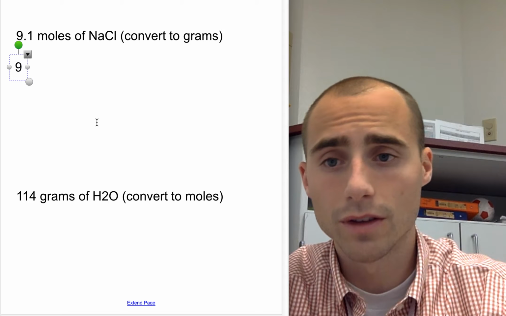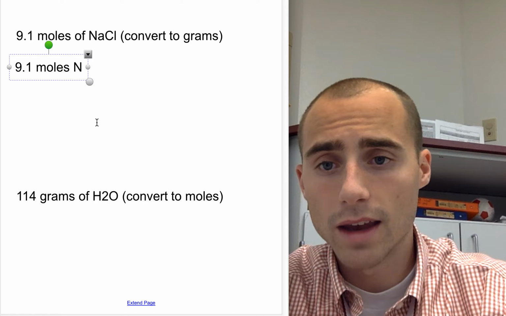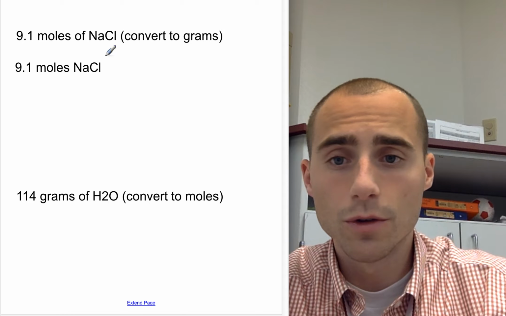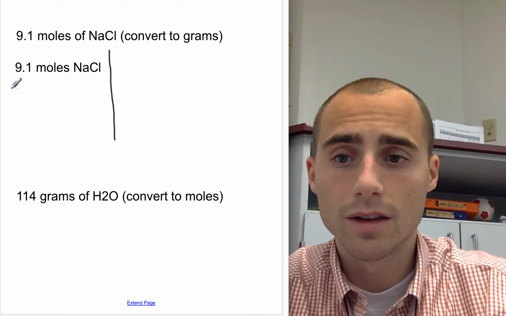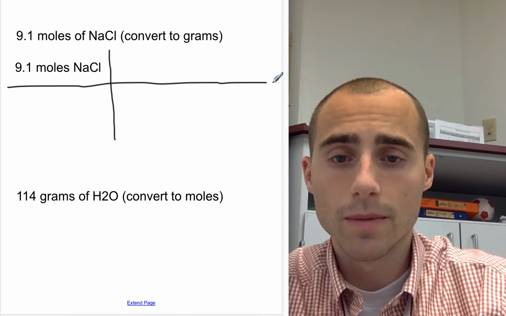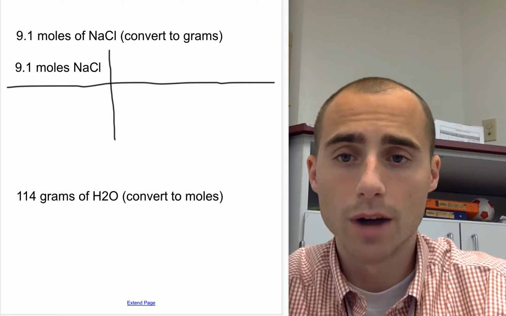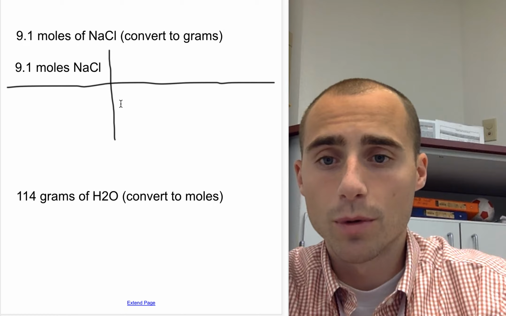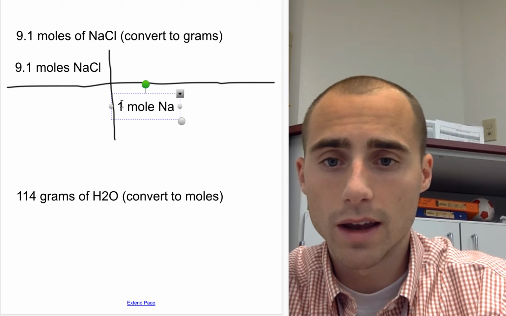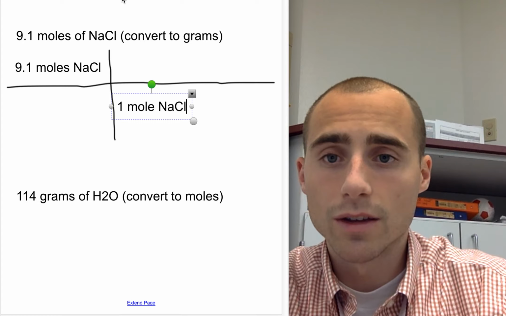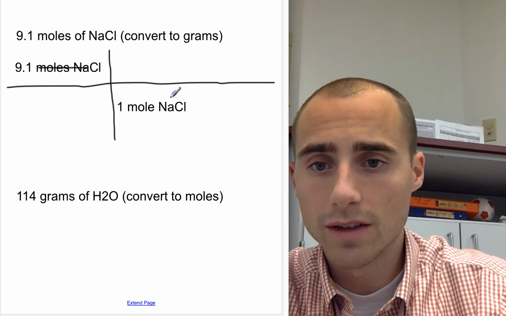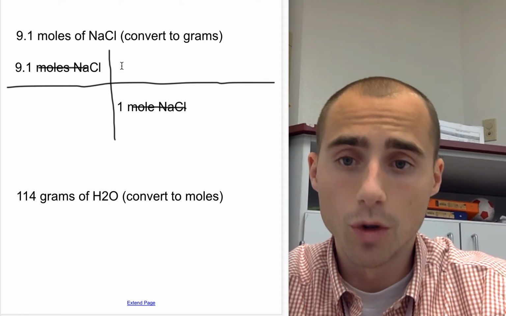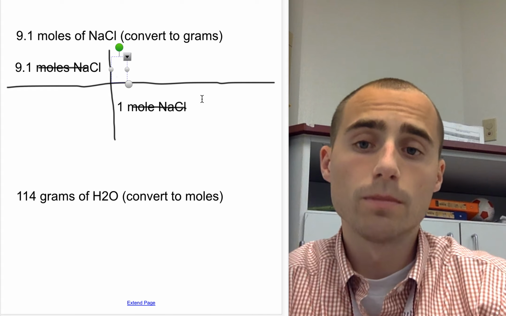9.1 moles NaCl. Okay, we take our given. That's always what you do first, and then you set up your picket fence. Again, it's going to be a pretty short problem. Now with this, we have moles on top, so we want to put 1 mole down here, 1 mole NaCl, and we want to get to grams. So we've now canceled out moles of NaCl. We have to get to grams. How many grams are in 1 mole of NaCl? Well, that's what we need to figure out.